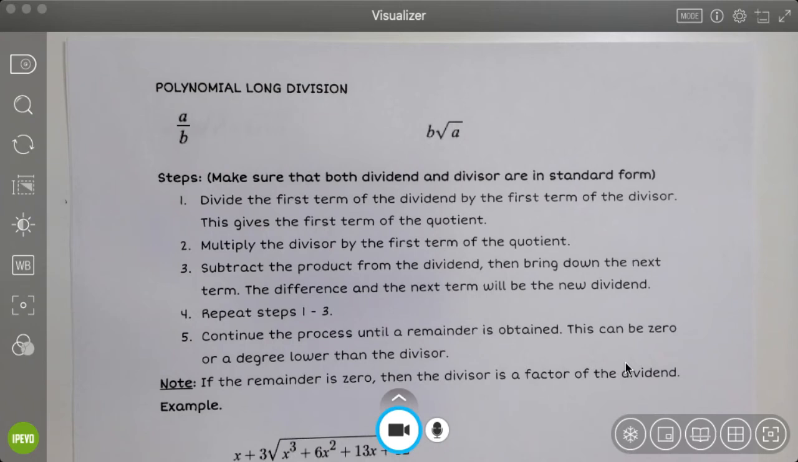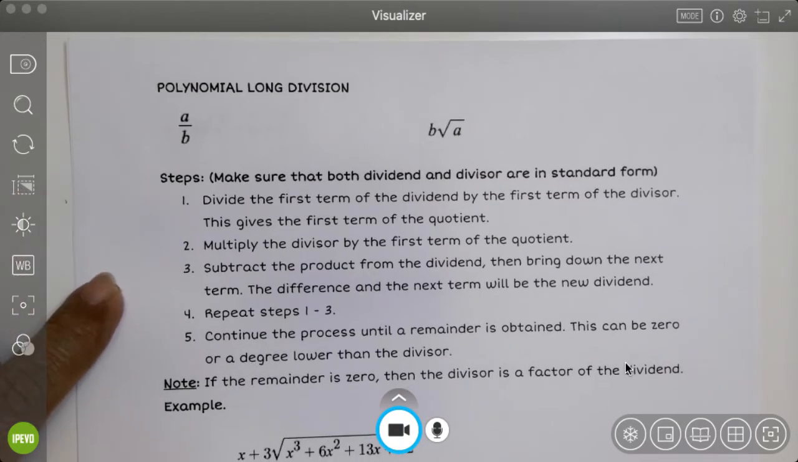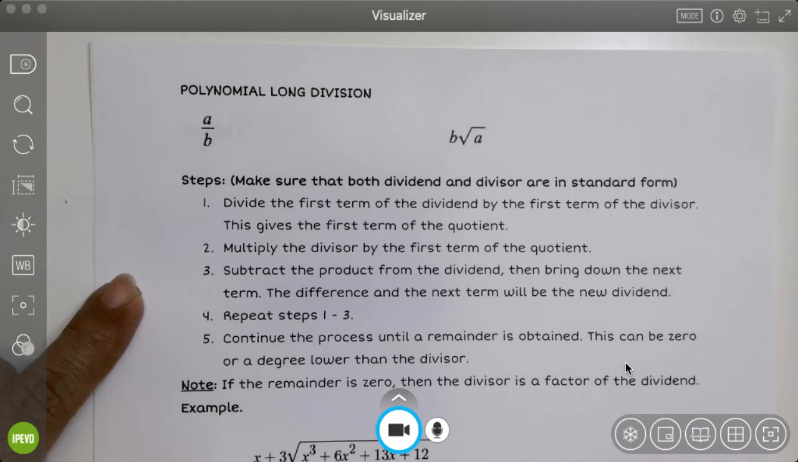In this video, I will be discussing how to divide polynomials using long division. But first, let us define some terminologies, just review.